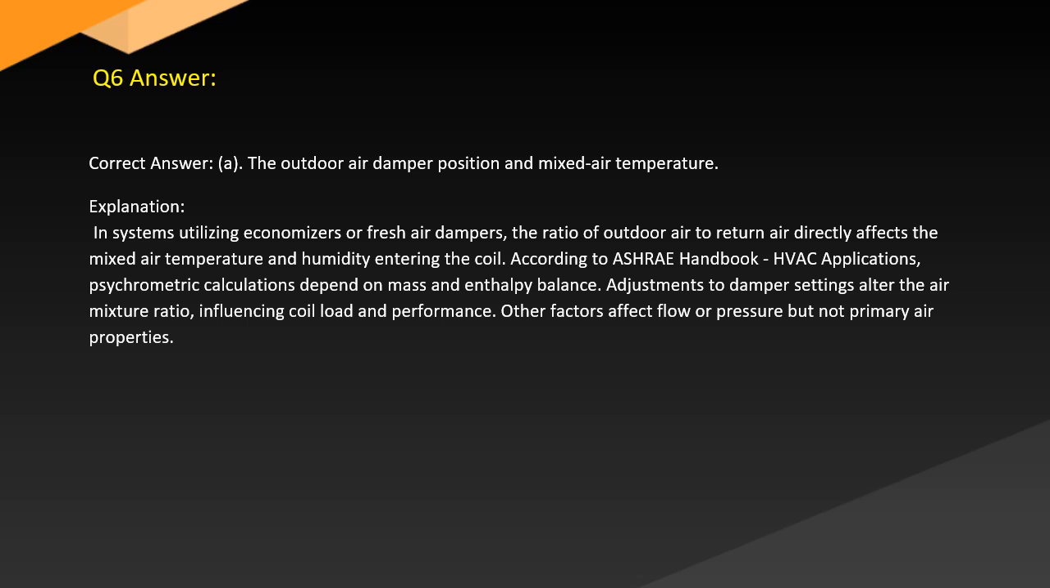Answer. Correct answer: A. The outdoor air damper position and mixed air temperature. Explanation. In systems utilizing economizers or fresh air dampers, the ratio of outdoor air to return air directly affects the mixed air temperature and humidity entering the coil. According to the ASHRAE Handbook, HVAC Applications, psychrometric calculations depend on mass and enthalpy balance. Adjustments to damper settings alter the air mixture ratio, influencing coil load and performance. Other factors affect flow or pressure, but not primary air properties.